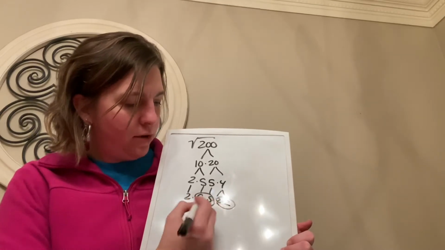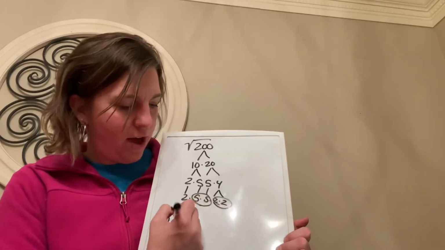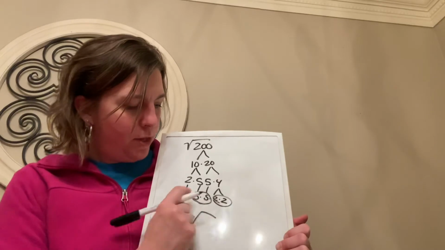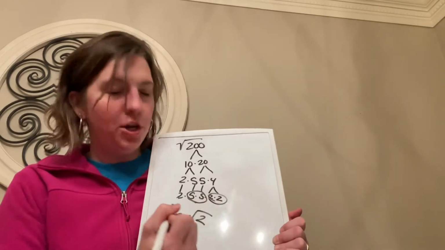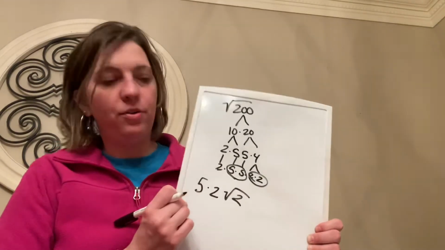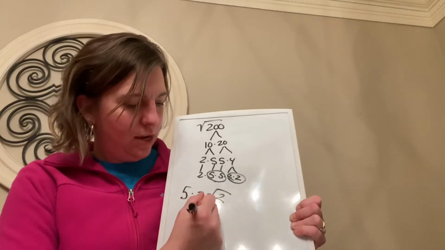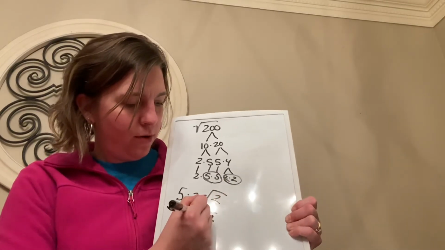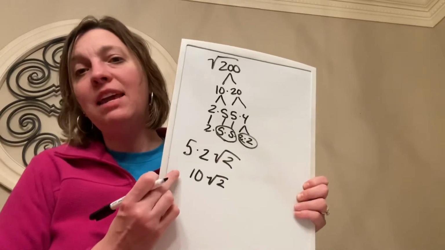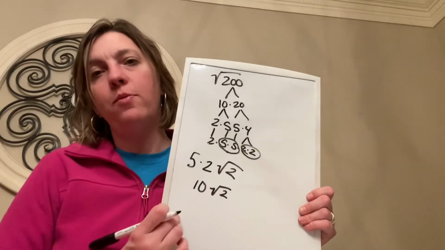And so I take those each out. I have one set of 5, one set of 2, but there's still 1, 2 that had no match, so that stays under the radical. So 5 times 2 is 10, so my answer is 10 square root of 2. And that's the way that I leave it, because the 2 was not a perfect square root.